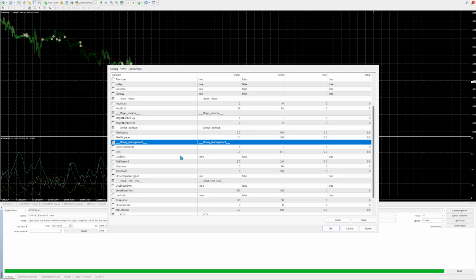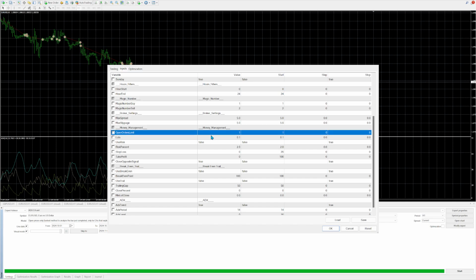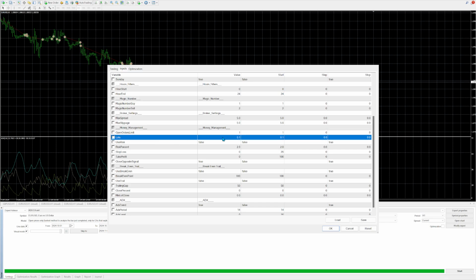Okay, money management, you can choose how many open orders the EA will allow at any time. So when it's set to 1, as it is by default, that means that the EA can have 1 open buy and or 1 open sell at any time. Lot size, you can set the lot size that you'd like the EA to trade with if you have use trading set to true.